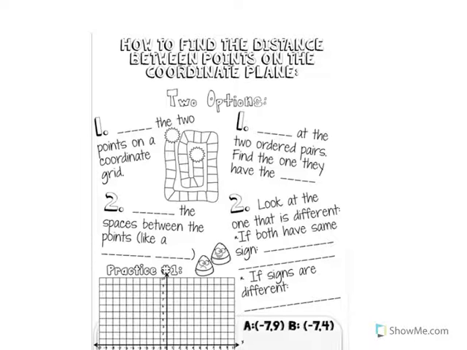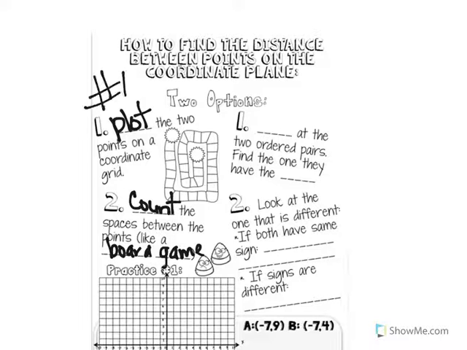These notes are on how to find the distance between points on the coordinate plane. So there are two options for doing this. The first option is to simply plot the 2 points on the coordinate plane, and then you're going to count the spaces between the points, kind of like you do on a board game. All right, so this is option number 1.